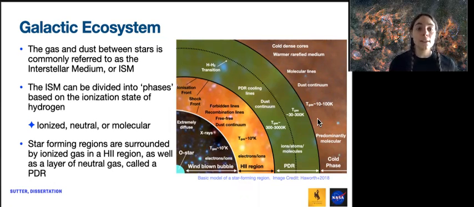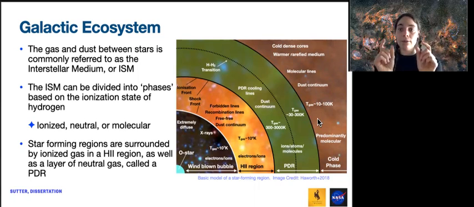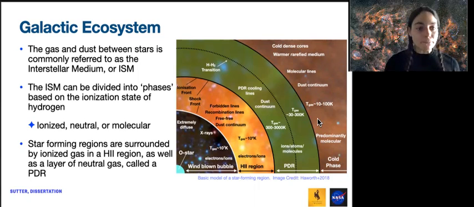We have neutral phases of the ISM where hydrogen is existing in its atomic state, so we have the protons and electrons bound together to form atomic hydrogen. And then we have molecular phases of the ISM that are cool enough that those hydrogen atoms have formed diatomic hydrogen, two hydrogens bound together, or are parts of other molecules, typically carbon and oxygen.